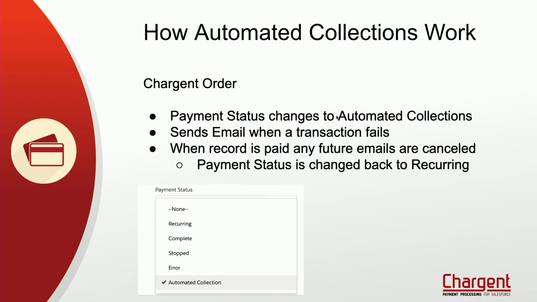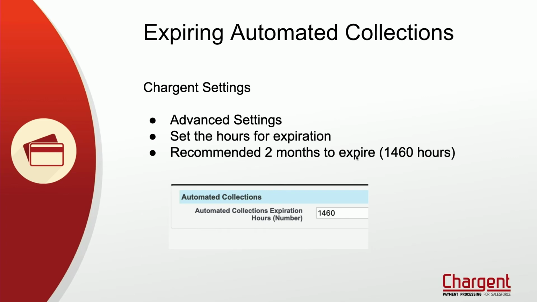So I talked a little bit about this. It automatically shifts to automated collections. That wasn't an option before. Whenever something failed, it would change to error, and you'd have to manually change it back to recurring. You can also set the expiration, it's in hours, of how long the automated collections continue and how long they last. So it's pretty easy to enable this.